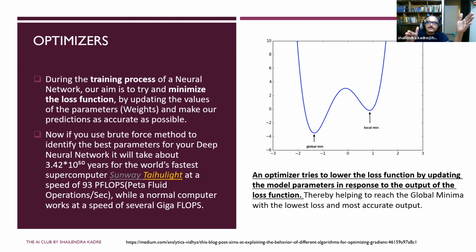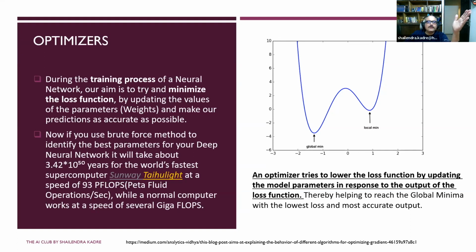So we minimize it. And when we minimize it, what is our aim? Whatever curve is being formed, we want to reach the global minimum of that. Optimizers help us reach global minima with the minimum number of iterations. So that is what an optimizer is.